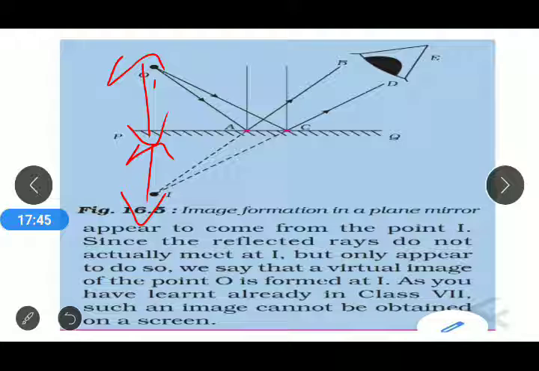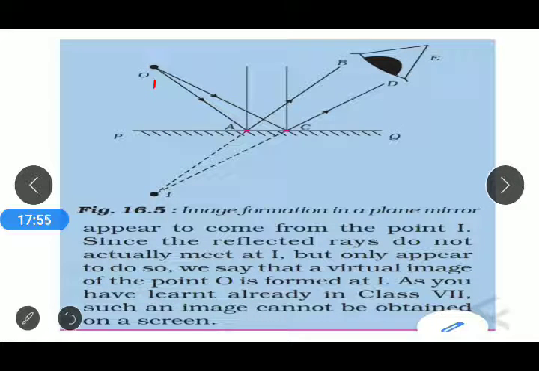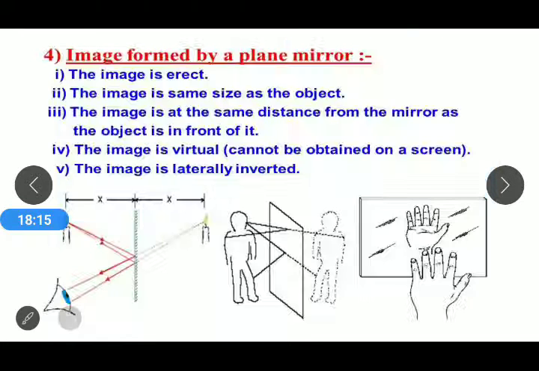That is the first property of the plane mirror: a plane mirror always forms a virtual image. That means an image which cannot be taken on a screen is known as a virtual image, and it is always formed at the same distance. That means the distance between the object and the mirror and the distance between the image and the mirror remain the same. That is the second property. So that is the image formation by the plane mirror. And after that you can see that it is also performed in this activity.